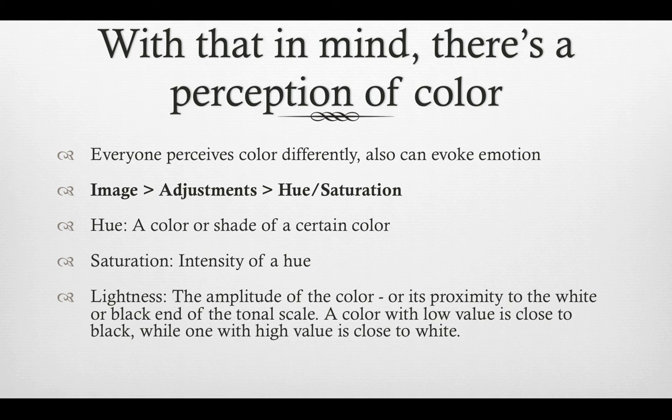So let's go to Image, Adjustments, Hue and Saturation. Let me define a few things for you, just in case you don't know what hue, saturation, or lightness is in the dialog box that appears when you open this up in Photoshop. A hue is a color or shade of a certain color. Saturation is the intensity of a hue. And lightness is the amplitude of color, or its proximity to the white or black end of the tonal scale. A color with a low value is close to black, while one with a high value is close to white.